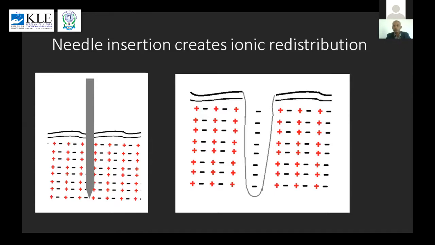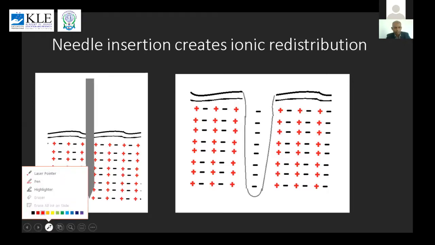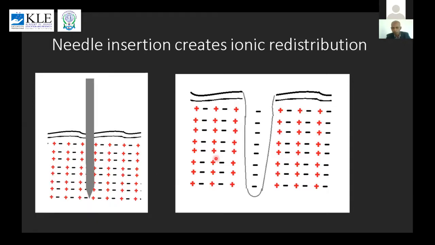And as we know from our basic electrophysics, biophysics, wherever there is a hole like this, or an opening in the tissue, negative charges come and accumulate. So wherever you have created a hole or opening, there is an ionic redistribution. In the depth of the well, you have the negative charges, because they tend to come to the outer side. On the sides, you have positive charges.